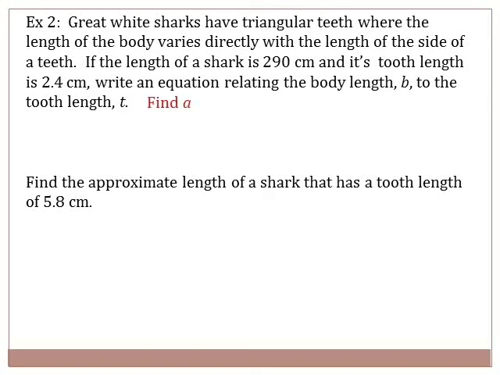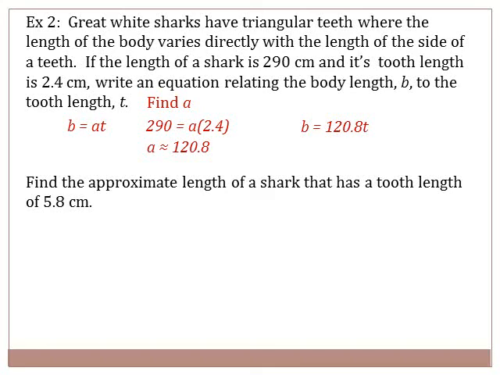So we're going to find our constant. b is equal to a times t. And we're going to put in what we know for one shark, 290 and 2.4. Then we're going to get a is about 120.8. And so our model for this is b is equal to 120.8 t. And that would be a good estimate for most any shark.